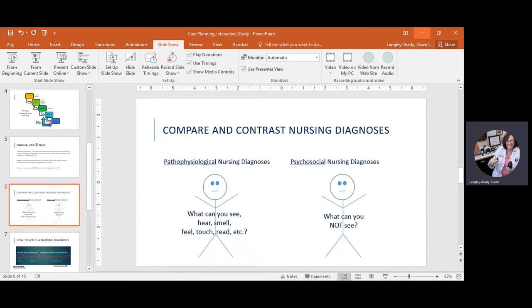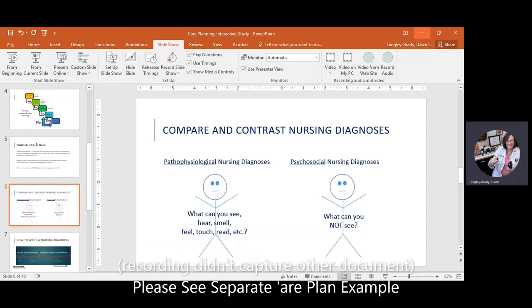Let's see, what other things could we have? If instead of a Foley catheter, we were talking about maybe a fecal management system for C. diff, perhaps, and maybe they had impaired bowel elimination. Perhaps they came in emaciated, they're anorexic, and so that would be impaired nutrition, less than body requirements, or perhaps this person was morbidly obese, and then it would be impaired nutrition, greater than body requirements. All sorts of things that just by seeing your patient, you can gather.